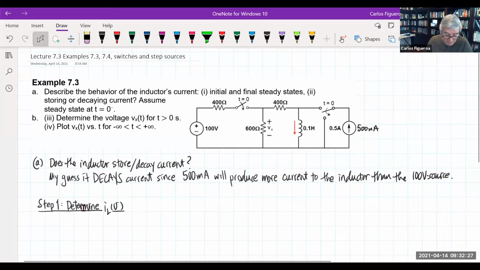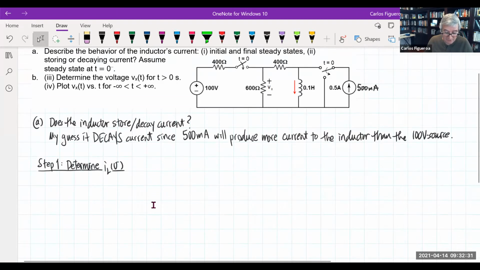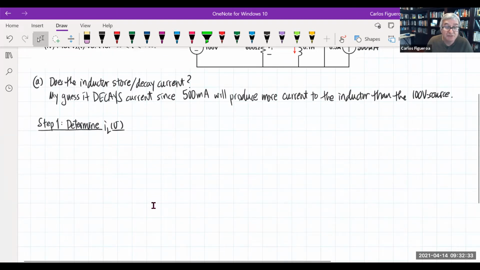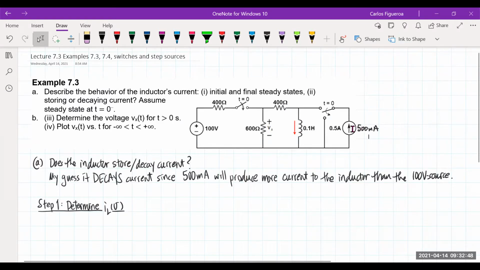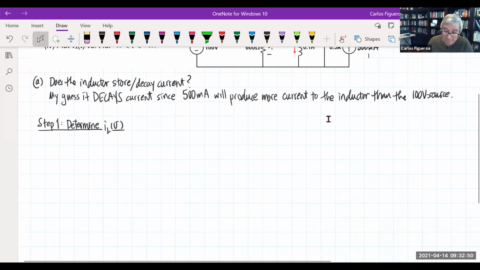The first thing I'm going to do is determine the current initially. So that means I'm looking at 0 minus. At 0 minus, what do I have here? Well, I have no source. I have a 600, 400, but at steady state, note that the inductor is a short. And then I have the current source. So then my circuit looks like this.